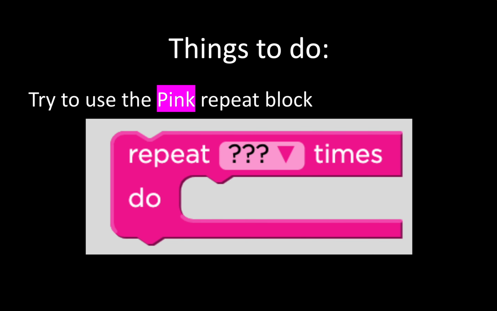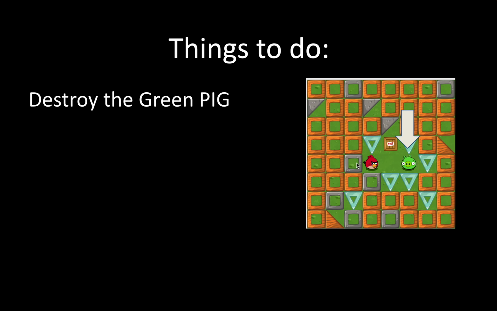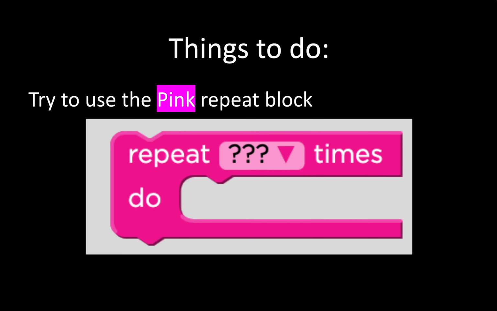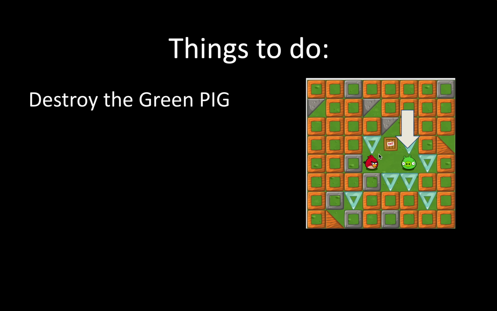Something you might want to try is this repeat block. It's a pink looking block, and you would choose a number in this question mark. So you could say repeat 3 times or repeat 4 times, whatever number you choose in here, you'll repeat that code. For example, if I wanted to move my Angry Bird 2 times forward, I could use 2 different move forward blocks. But instead, you could also use a repeat block, which is this pink one, and say repeat 2 times, and inside there say move forward. So it will move forward 2 times.